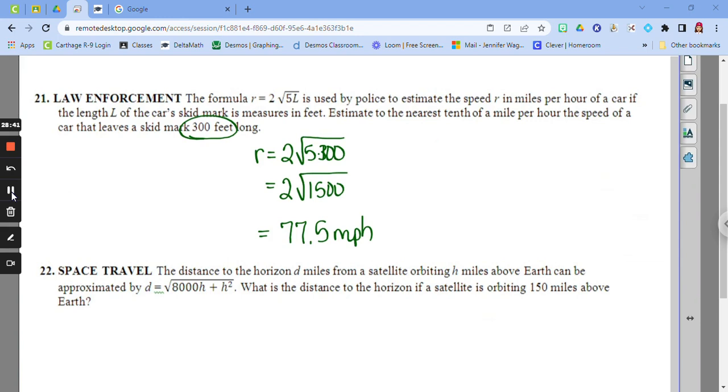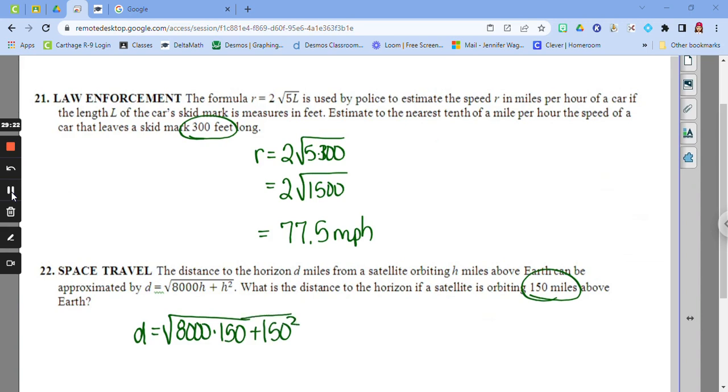So number 22, space travel. The distance to the horizon from a satellite orbiting above the Earth can be approximated by this equation. D being the distance to the horizon, and H being how high it is above Earth. So here's our number. We know the satellite is orbiting 150 miles above the Earth. So that's going to go in for H. 8,000 times 150 plus 150 squared.